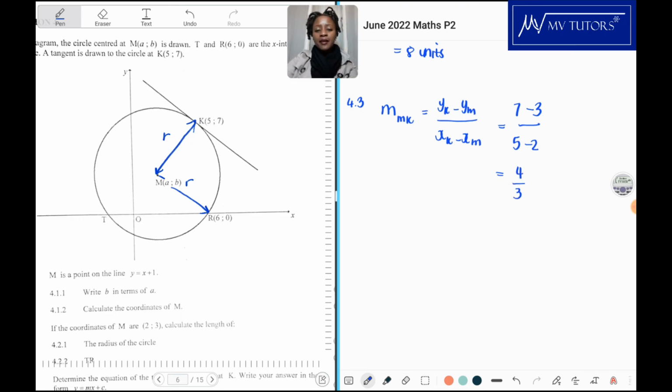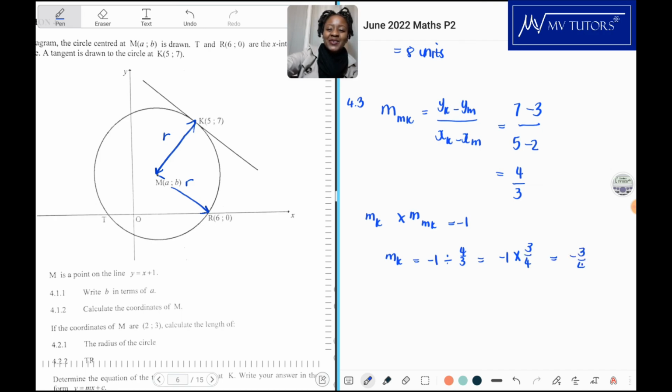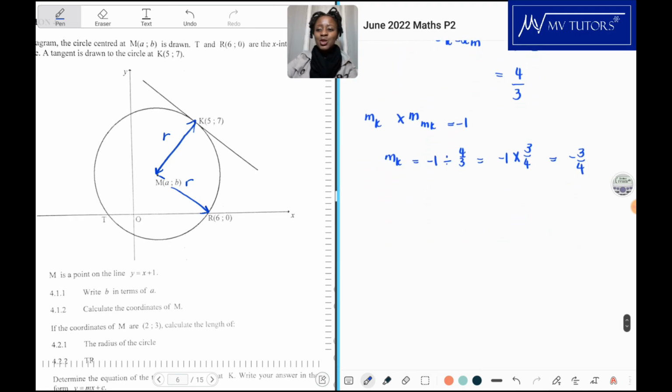Okay, so if I have 4 over 3, what would the gradient of the tangent be? Okay, so I know the gradient of the tangent multiplied by the gradient of MK should give me negative 1. So the tangent gradient would be equal to negative 1 divided by 4 over 3, which is the same as negative 1 times 3 over 4. Therefore, it is negative 3 over 4. Some of you can just look at it straight, or okay, I have a fraction, I'm going to just swap it around, put a negative to it. But for those who don't know where it comes from, I've taken the time to show you.